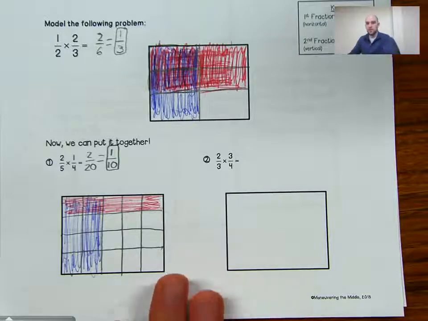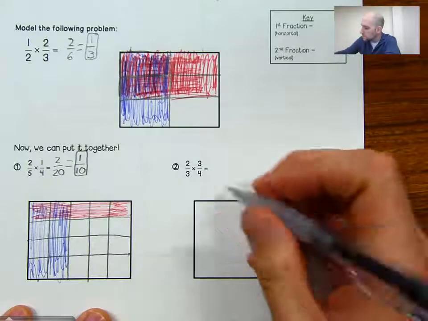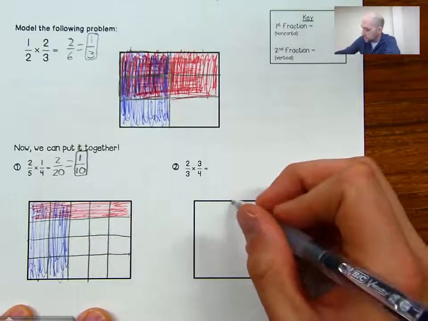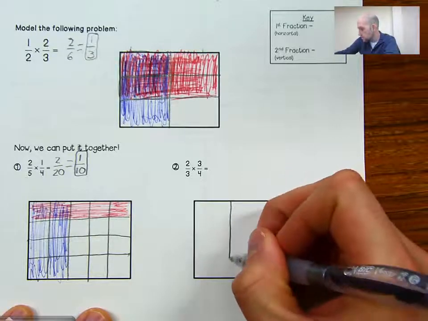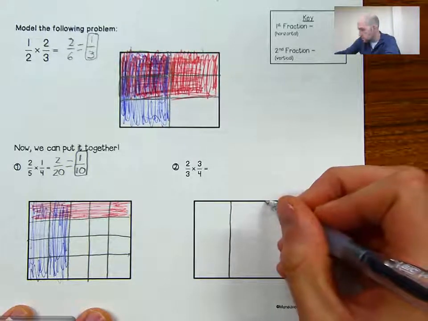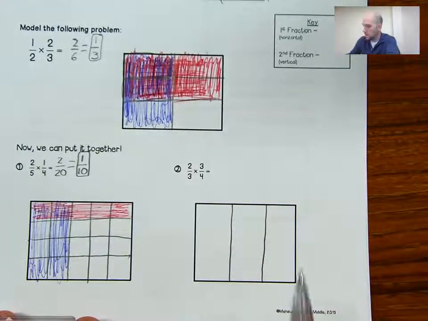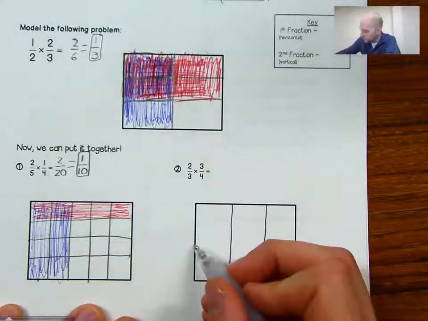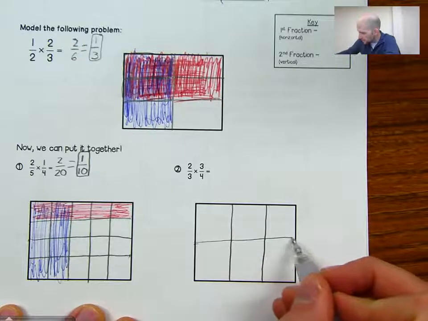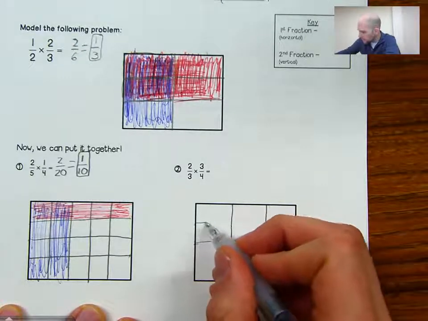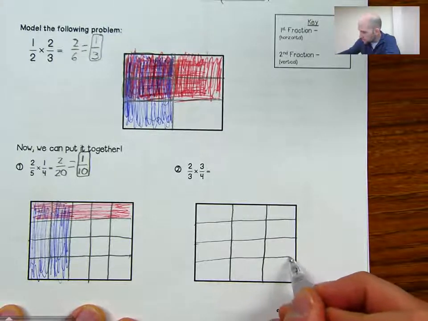Next, in number 2 here, we have 2/3 and 3/4. So I'll start off by making thirds vertically here. So I have myself some thirds, and then I need to make fourths. Again, fourths, I always make my center line first to split that into 2 halves. And then I'll cut my halves in half. Just the easiest way to do fourths.